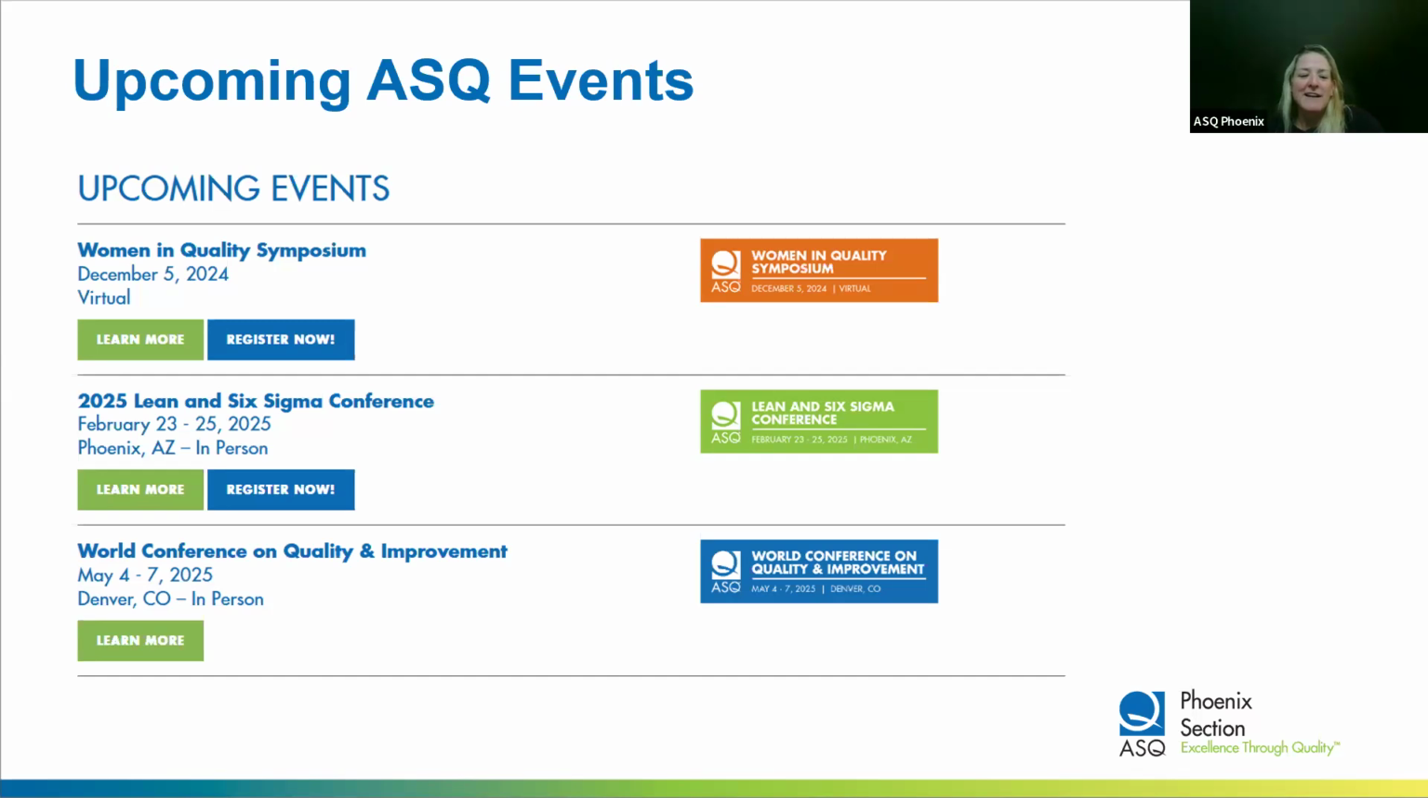And then the 2025 Lean Six Sigma Conference is coming up February 23rd through 25th. That will be once again at the Renaissance Hotel in Glendale. And then the World Conference on Quality and Improvement is going to be held in Denver, Colorado this year, May 4th through 7th.